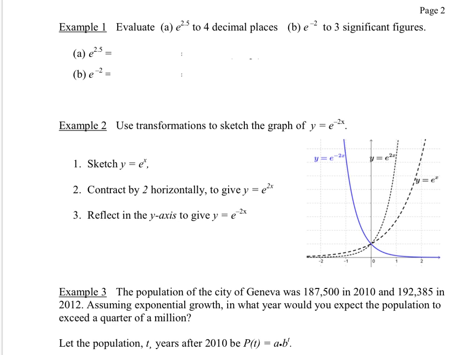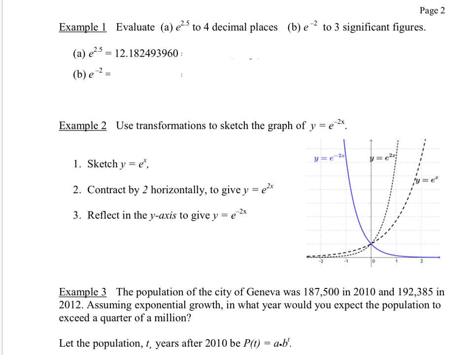Now, in order to apply what we know about e, we really need our calculators, and you need to find the button that says e to the power of x on it. It will be this. You have to press the second function and then press the button that has ln on it. So e to the power of 2x, e to the power of 2.5. If you do that on your calculator, it should be 12.18 approximately.